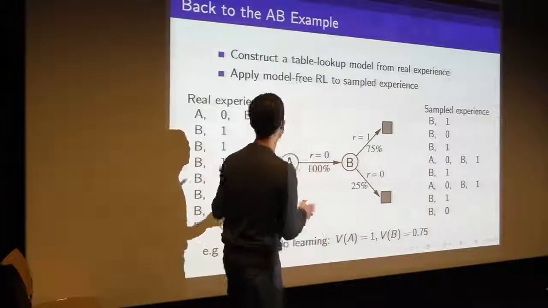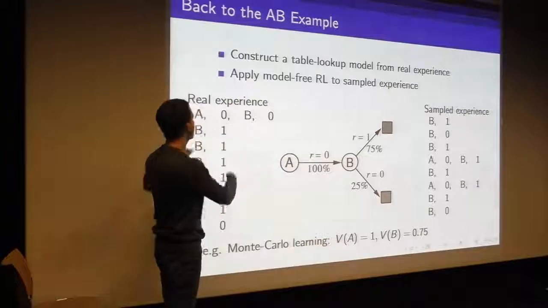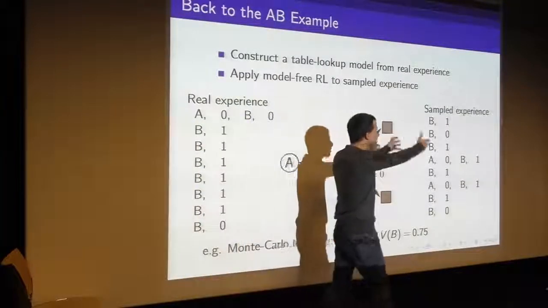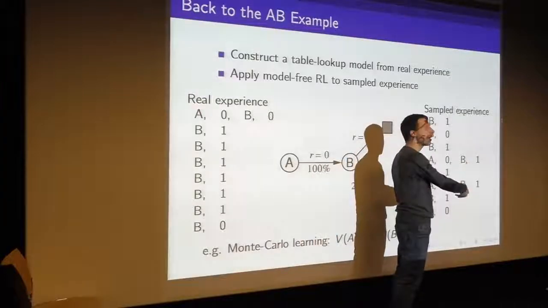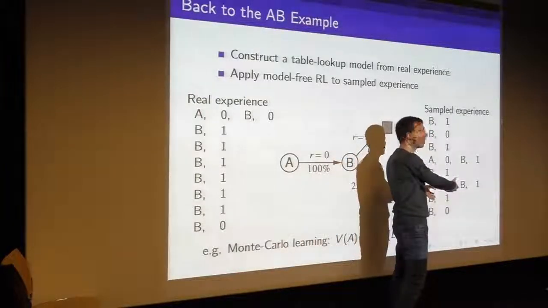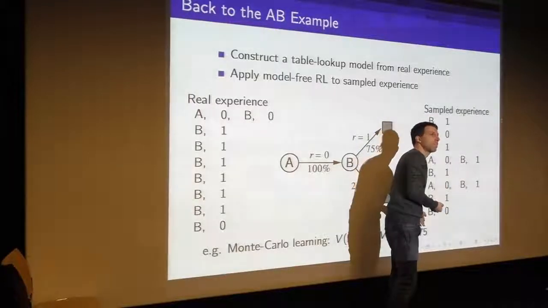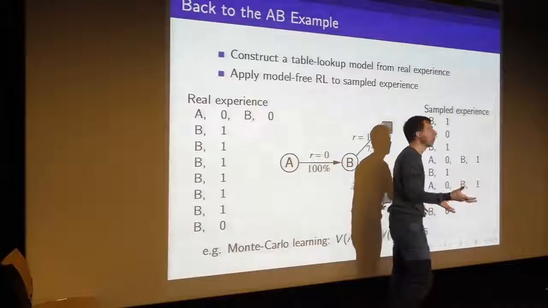So now, let's take the final step. We started with our real experience, we've built a model, we've sampled experience. Now let's do the final step, which is to learn from our sampled experience and apply, say, Monte Carlo learning to these trajectories. That's the canonical model-free reinforcement learning algorithm.